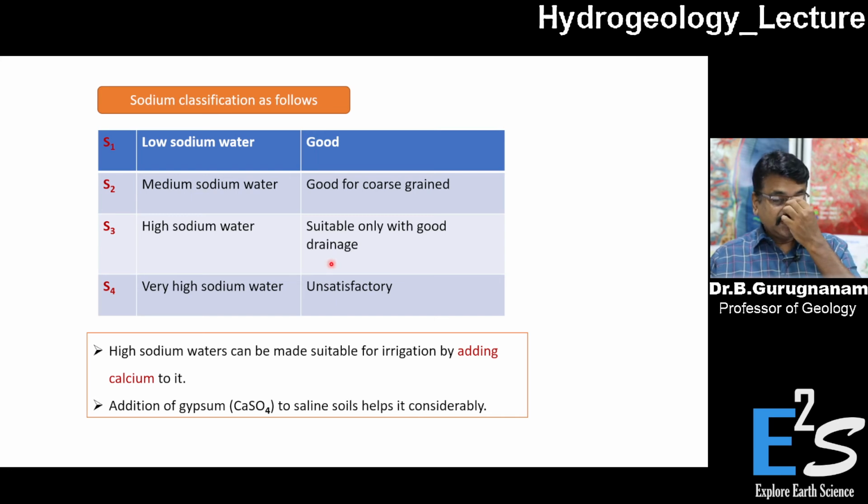Suppose you have a good drainage system in that particular area, then automatically the quantity increases and sodium will be reduced. I mean, because of the dilution characteristics, the level of sodium will decrease if the quantity is more. Very high sodium water, we have to suggest, is not good for irrigation. High sodium water can be made suitable for irrigation by adding calcium. If you add calcium by natural methods, automatically the sodium percent will decrease, and you can also add gypsum, calcium sulfate, to saline soil.